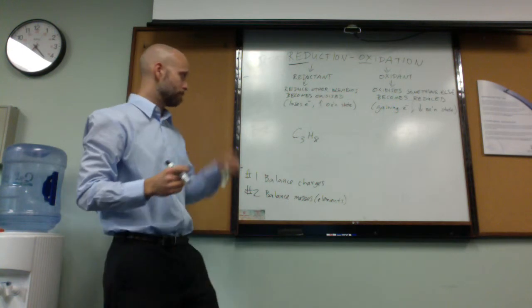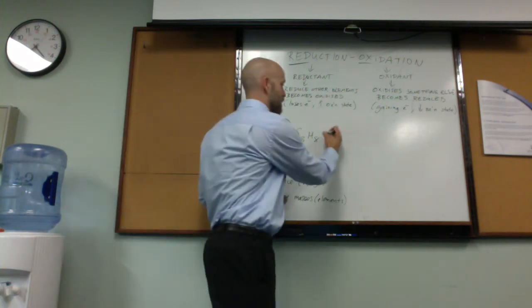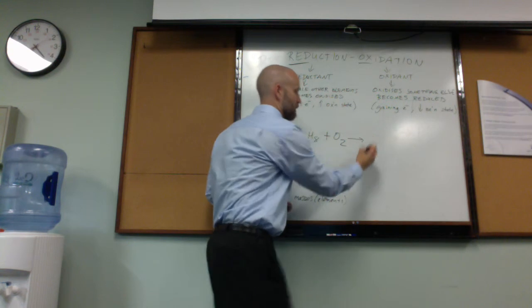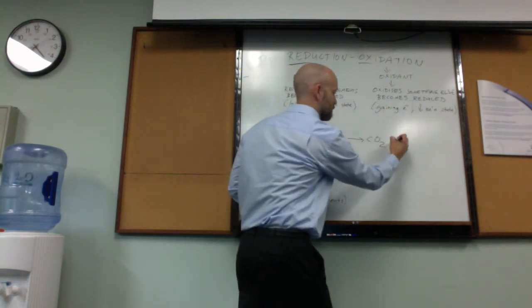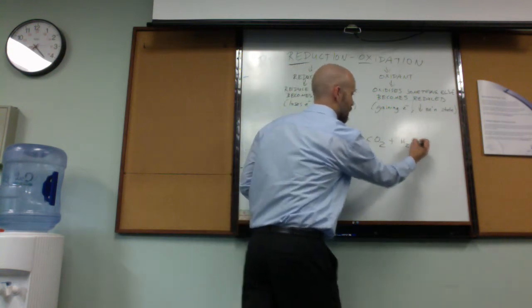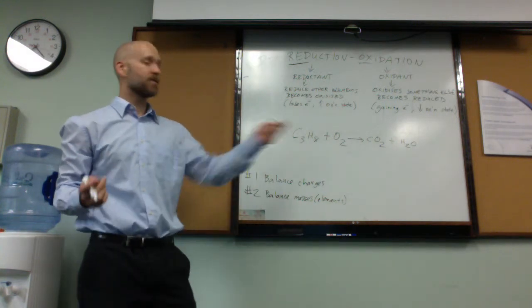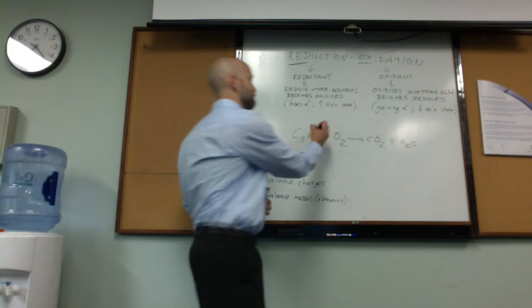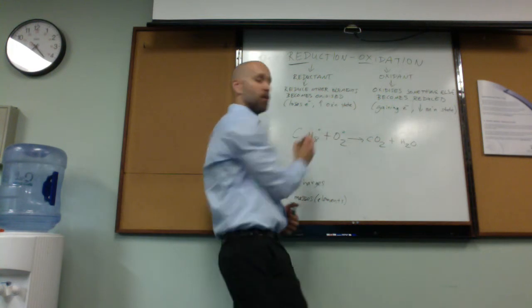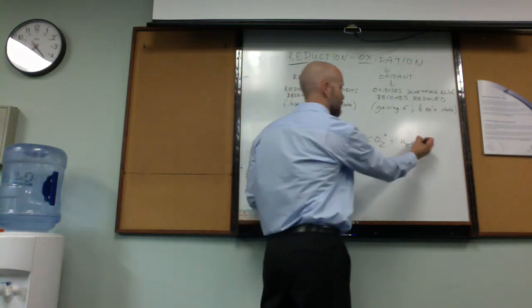C3H8, this is going to react with oxygen again, and this forms the products of carbon dioxide and water. Unfortunately, each of these molecules has a neutral charge. So we'll add these little zeros across the way.